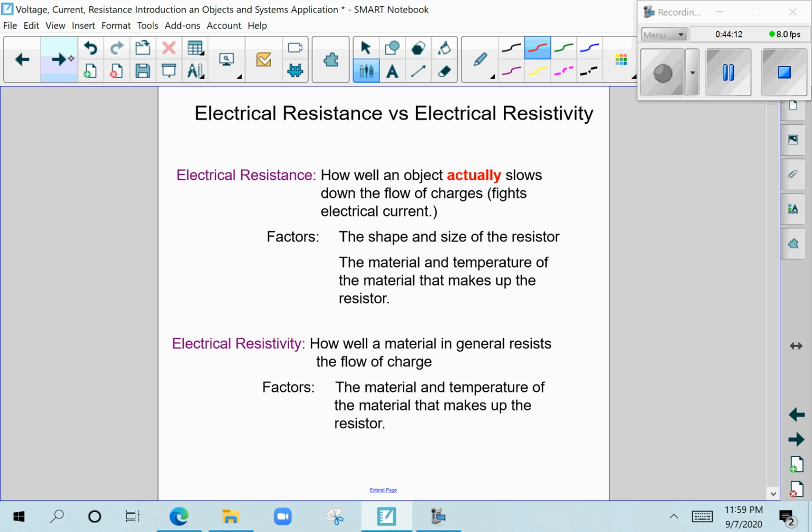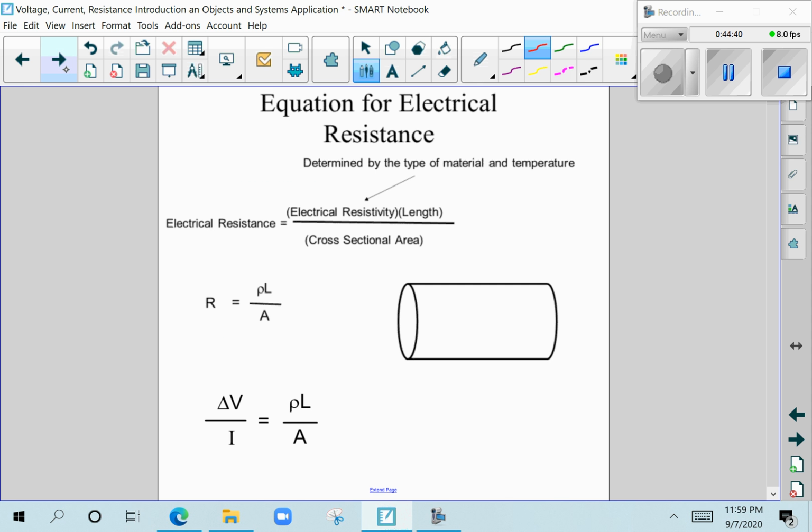However, the true athlete is determined not by their genetics alone, but by genetics, training, mental mindset, and all the other factors that get played in. Resistance is the final athlete that we see. It is going to depend on the material that makes you up, your resistivity. It's also going to depend on your length and your cross-sectional area. The wider the space, the easier it is for charges to flow through.